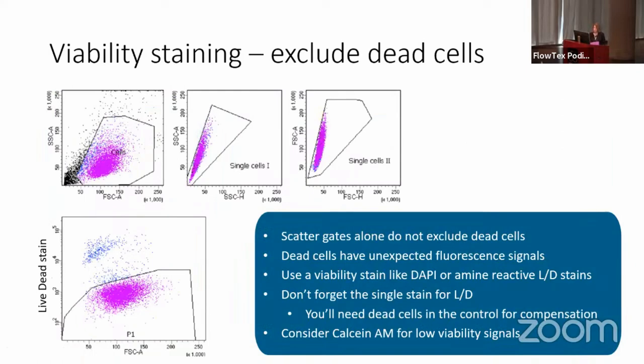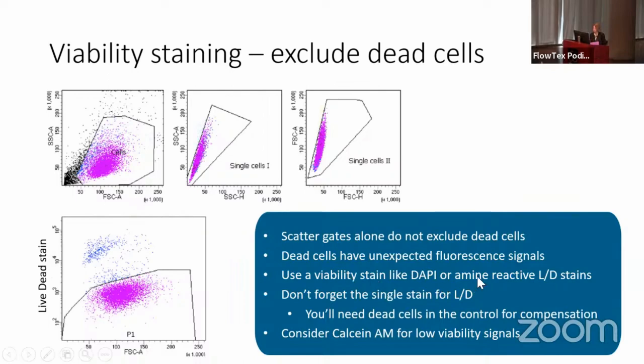Viability staining is extremely important in sorting. If you sort dead cells and mix them with your live cells, it doesn't generally keep your live cells happier. You can't exclude dead cells with just scatter gates, and dead cells have very unexpected fluorescence signals. Once they start to die, a lot of metabolites and things within the cells will change and you'll get unexpected fluorescence signals. They'll become stickier. They'll stick to your staining reagents.